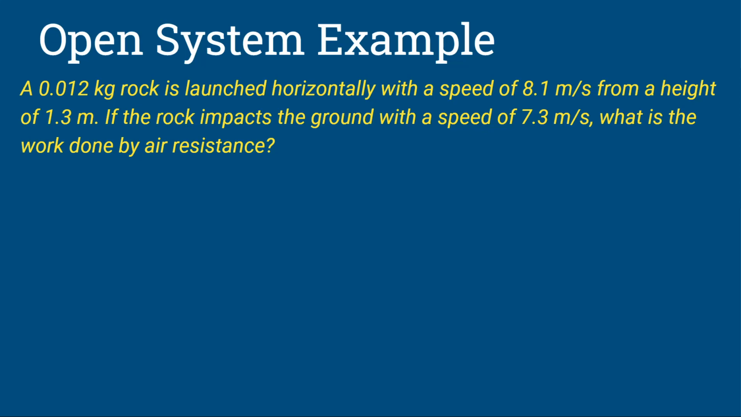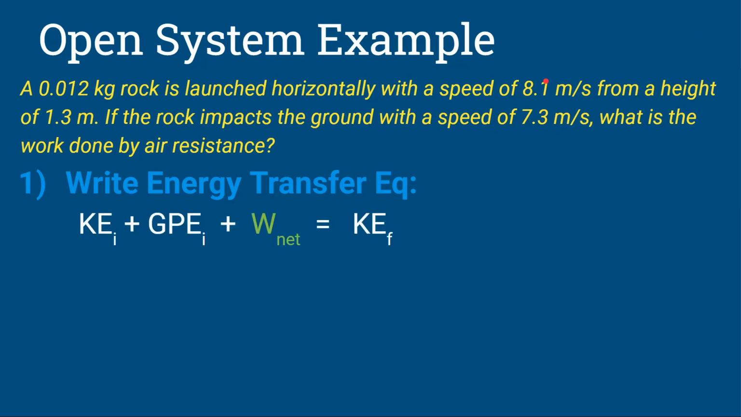But then it says this, if the rock impacts the ground with a speed of 7.3 meters per second, what is the work done by air resistance? I already know it's supposed to be moving faster than that. We already solved it a minute ago. So I know that there is work done by air resistance, but if we hadn't done the previous problem, that would be our first question. Is there work done by air resistance? In this case you should be able to tell immediately that there is, because this is slower than it started. Okay, but let's write our energy transfer equation.